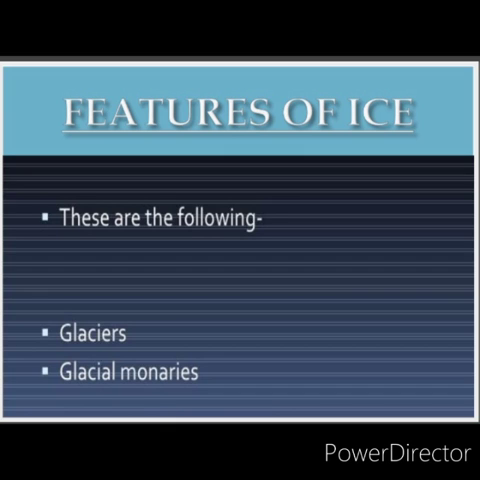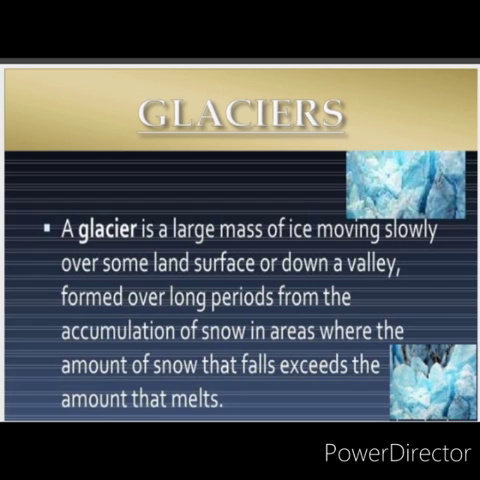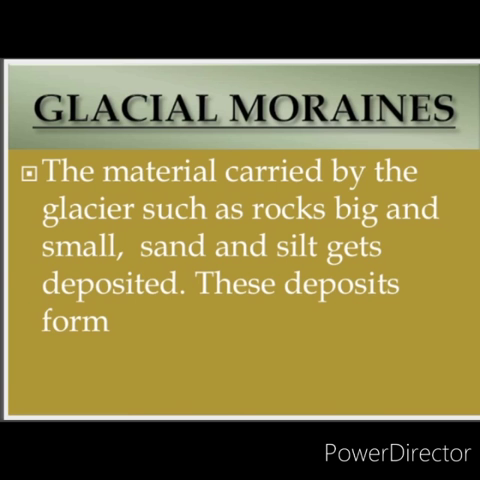Next part is ice, and the features of ice are glaciers and glacial moraines. Glaciers. A glacier is a large mass of ice moving slowly over some land surface or down a valley, formed over a long period from the accumulation of snow in the area where the amount of snow that falls exceeds the amount that melts. Glacial moraines.